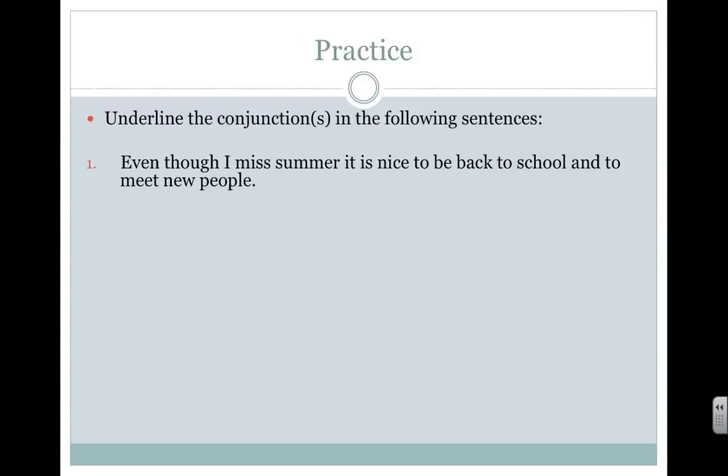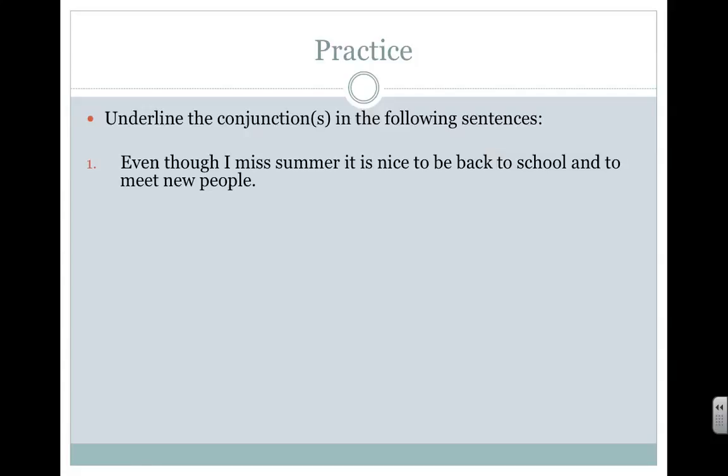Let's do some practice. We are going to underline the conjunctions in the following sentences. Here's the example sentence. Even though I miss summer, it is nice to be back to school and to meet new people. So again, with conjunctions, really what you need to do is you need to memorize them. The fanboys conjunctions are easy because we have that nice acronym. So I'll look first for any of those fanboys. So for, and, nor, but, or, yet, so. And I see that I have one here, this and. So I'm going to go ahead and underline that.